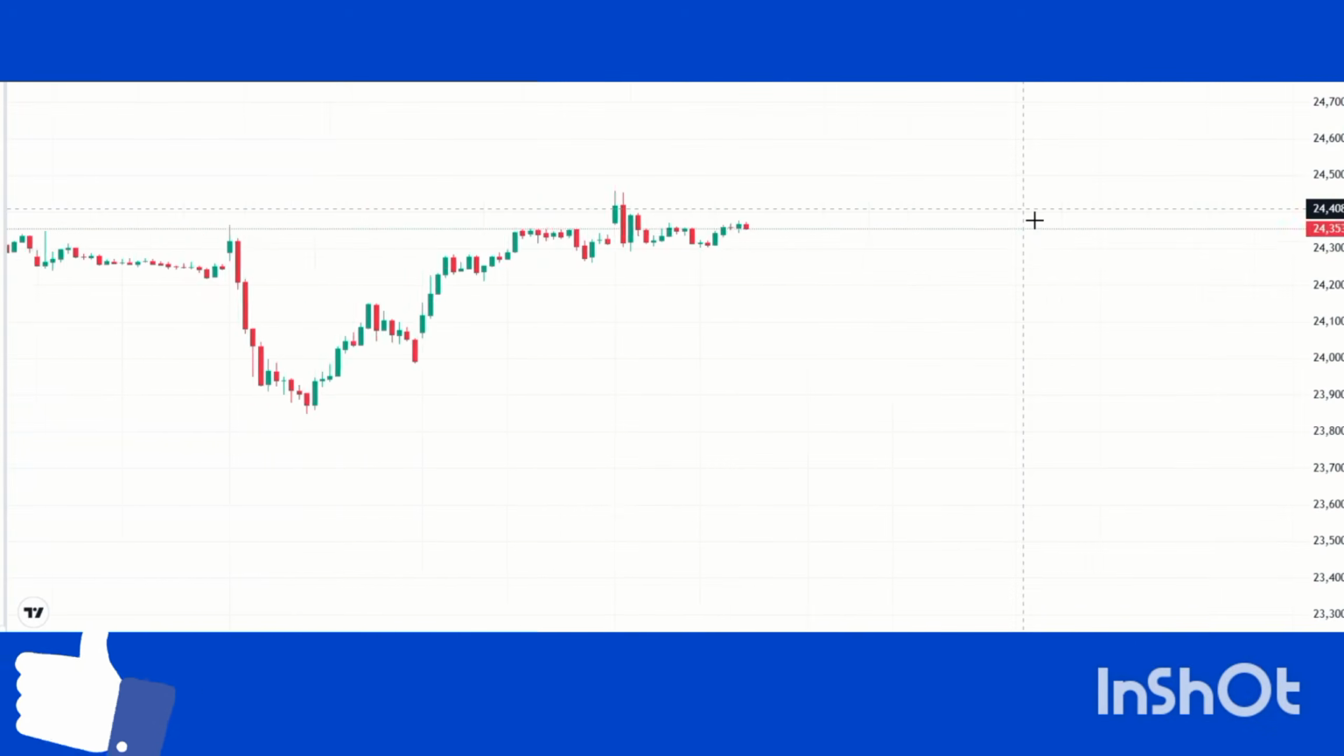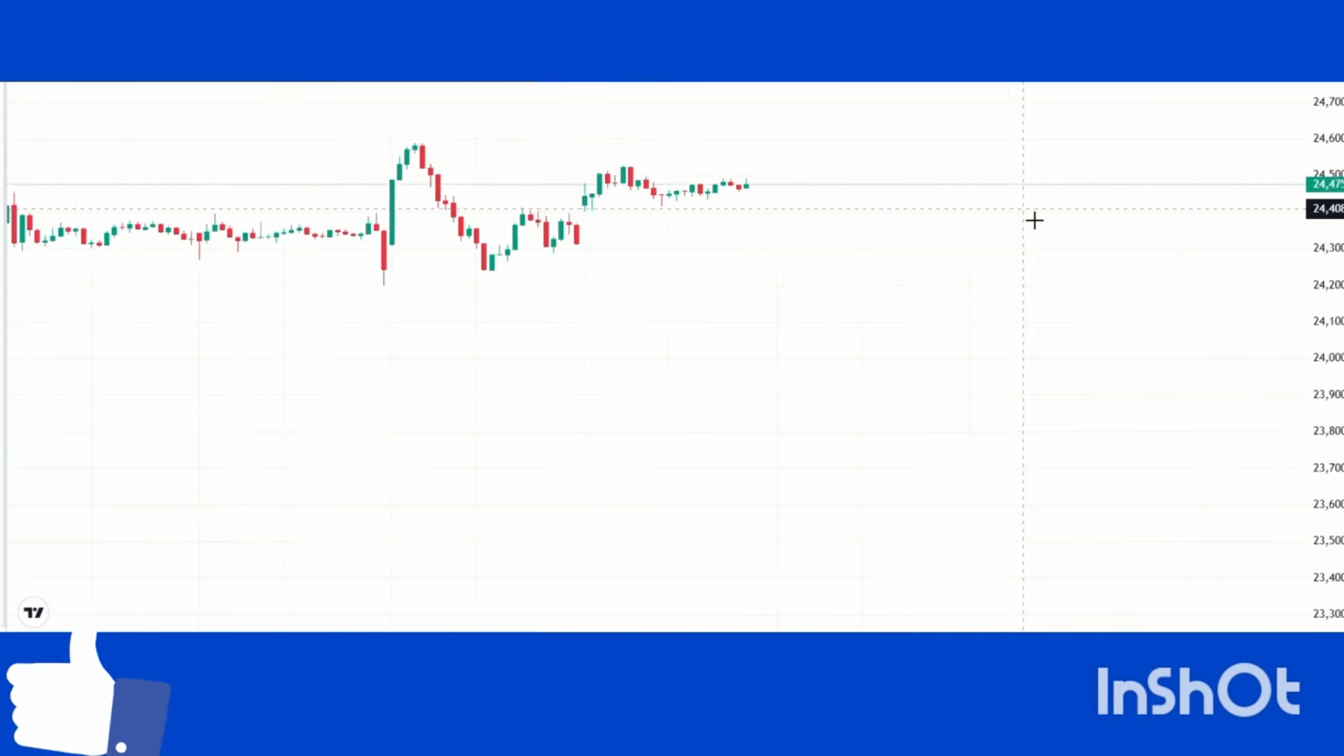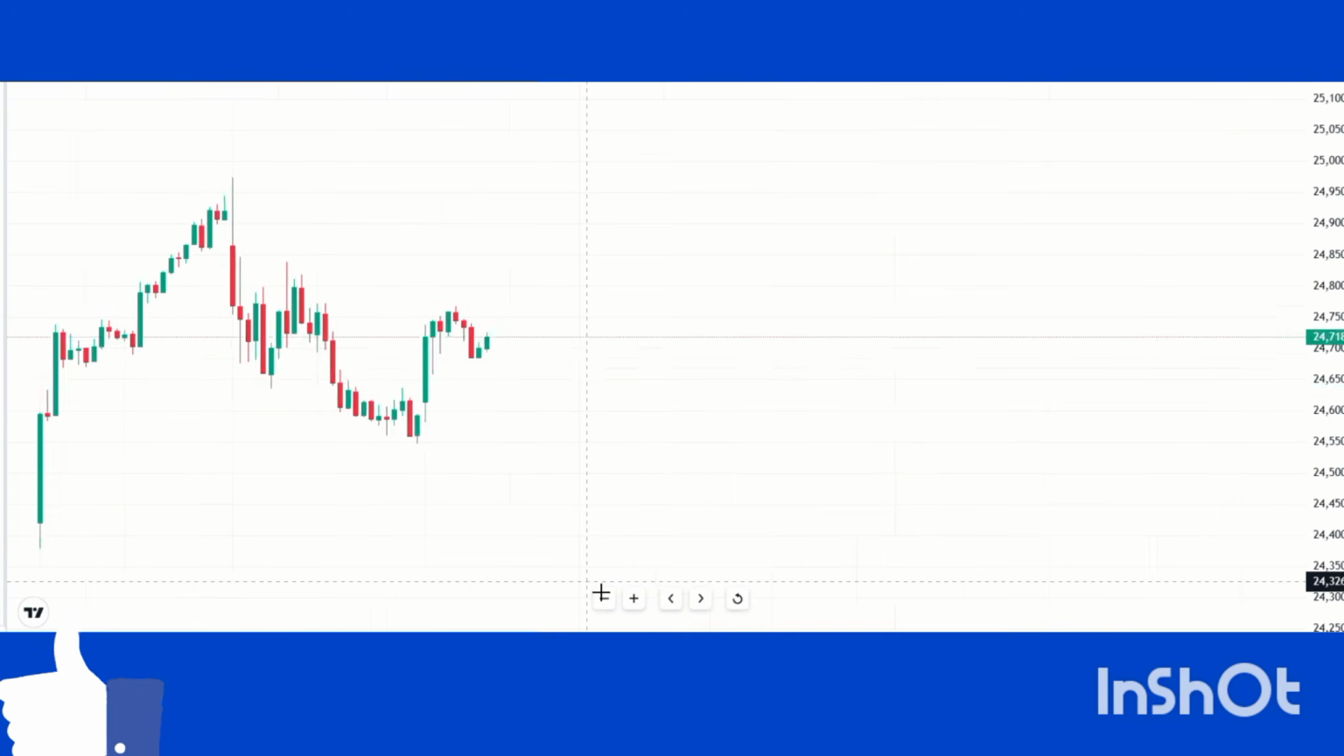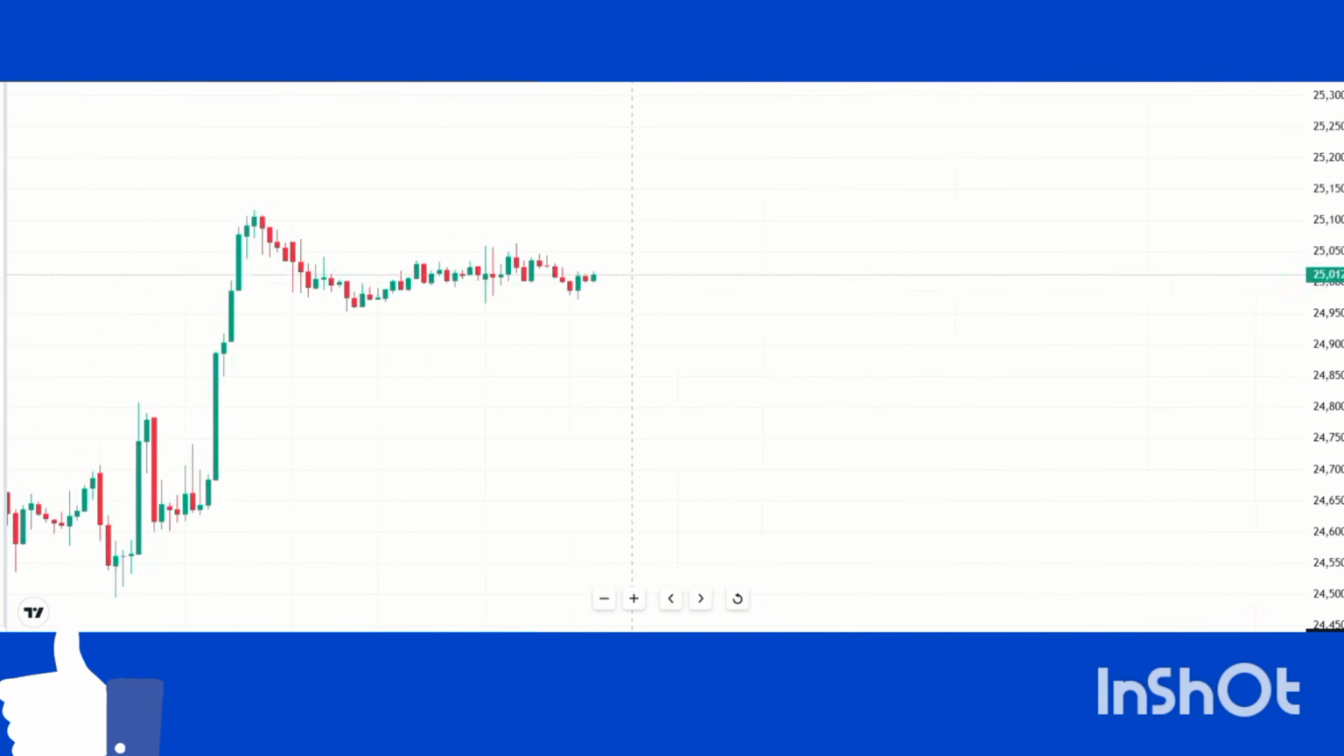That's it guys. Candlestick patterns are not just random shapes. They reflect the psychology of buyers and sellers in the market. So keep practicing, backtest regularly and develop your own trading edge.